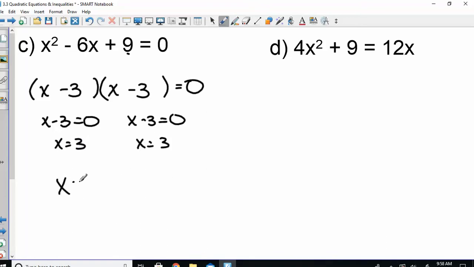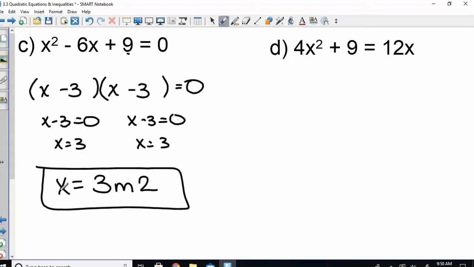So a lot of times we will write that as 3 and then we put a lowercase m and a 2. 3 multiplicity 2. That means 3 is the answer I got, but it happened twice. That's a repeated answer. Do we have to write it like that? We will need to eventually. When we start getting into all the polynomials and the graphs, that multiplicity changes the graph. So we might as well get in the habit now. D, what would I need to do?